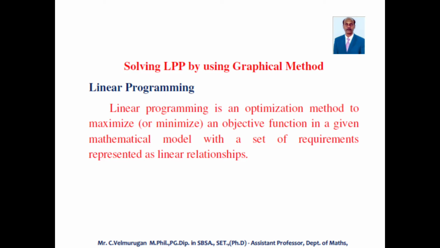Linear programming is an optimization method to maximize or minimize an objective function in a given mathematical model, with a set of requirements represented as a linear relationship. Simply put, linear programming is a mathematical model used to represent any kind of real life problem.